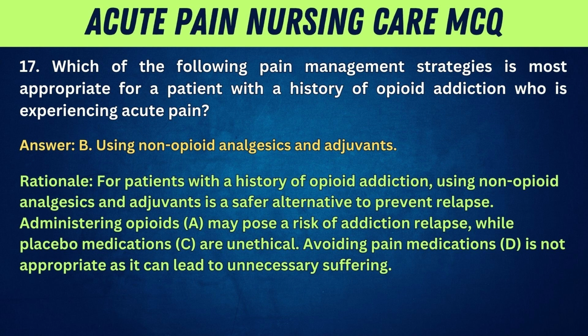Rationale. For patients with a history of opioid addiction, using non-opioid analgesics and adjuvants is a safer alternative to prevent relapse. Administering opioids, A, may pose a risk of addiction relapse, while placebo medications, C, are unethical. Avoiding pain medications, D, is not appropriate as it can lead to unnecessary suffering.